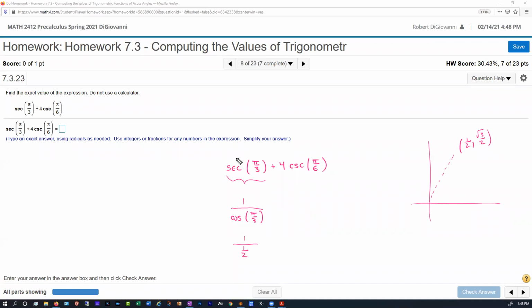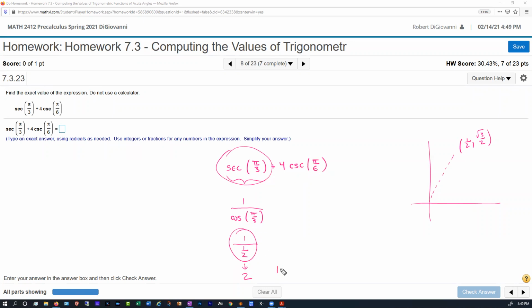Or I could have just told myself at this point, I just need the reciprocal of cosine. Since I know that cosine is 1/2, I just flip it over, it becomes 2, which is what you get when you do this step. That's just going to become 2. Either way, I like to do it here because then I don't have to write this down. So let's see if we can use that same principle on this next one.